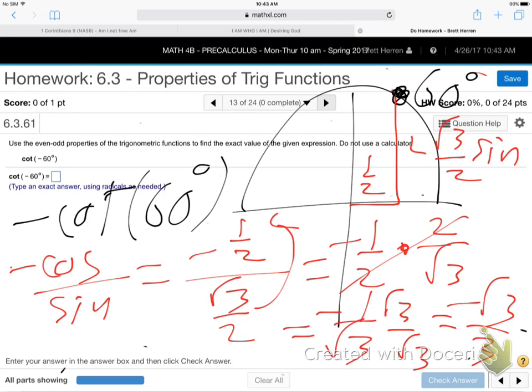So it's not that much new. Questions on that? That makes sense? So only cosine is even, the other ones are odd.